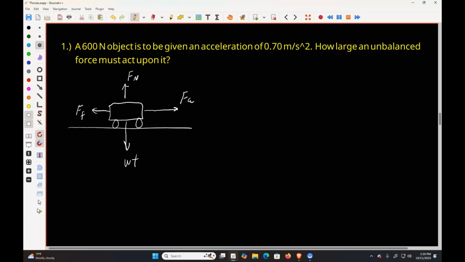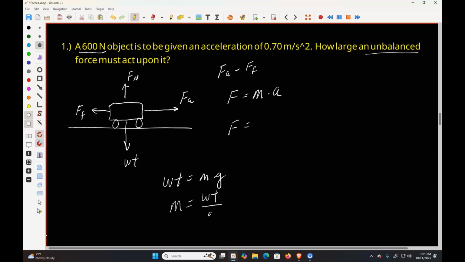So this unbalanced force here will be the applied force minus the frictional force. But let's not include friction in this problem here. So we know that force equals mass times acceleration. Okay, so the force is equal to the mass. This is not mass, this is weight. So I need to convert this weight into mass. If weight equals mass times gravity, then mass would equal weight divided by gravity.